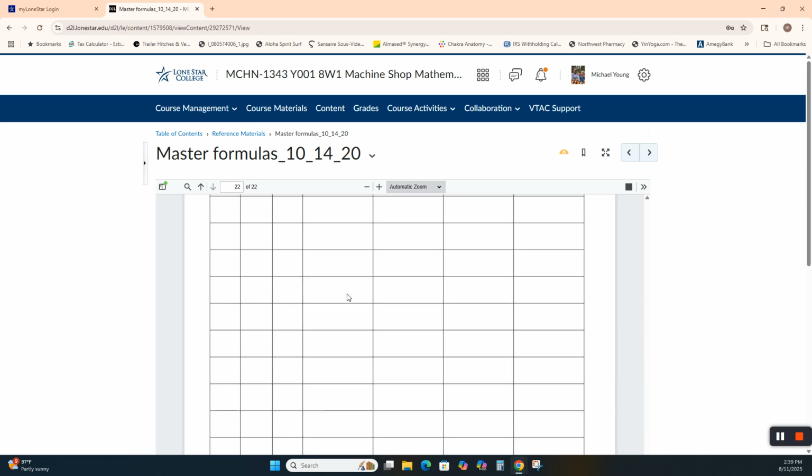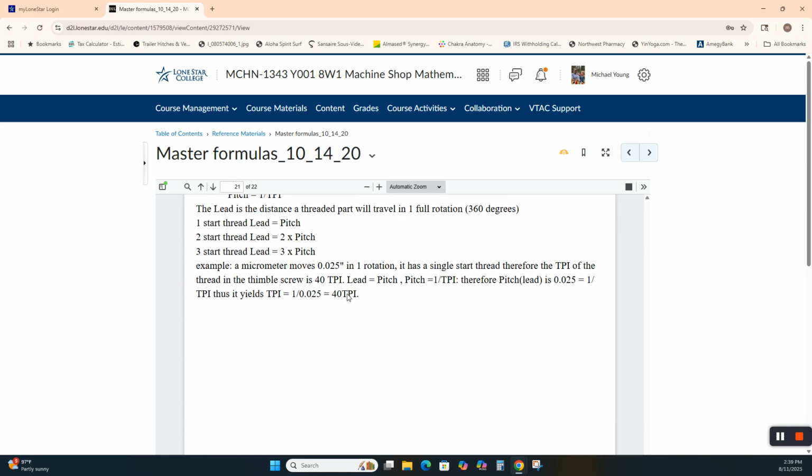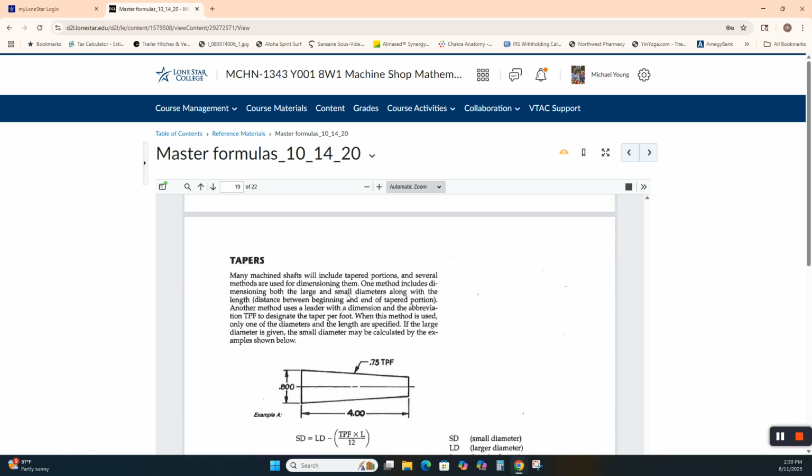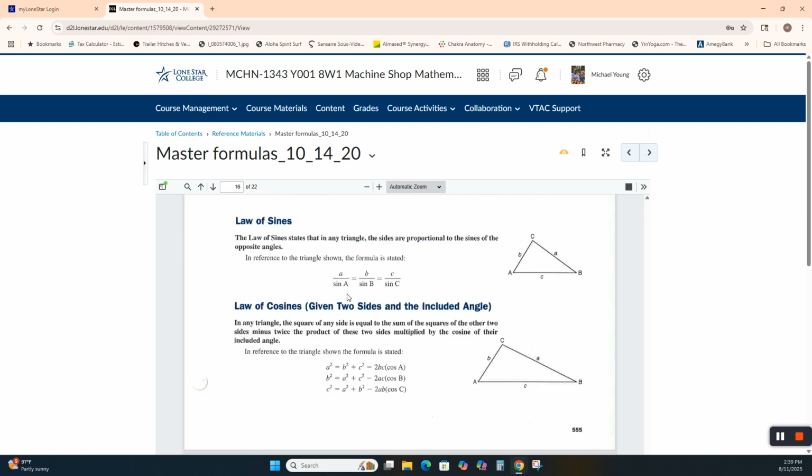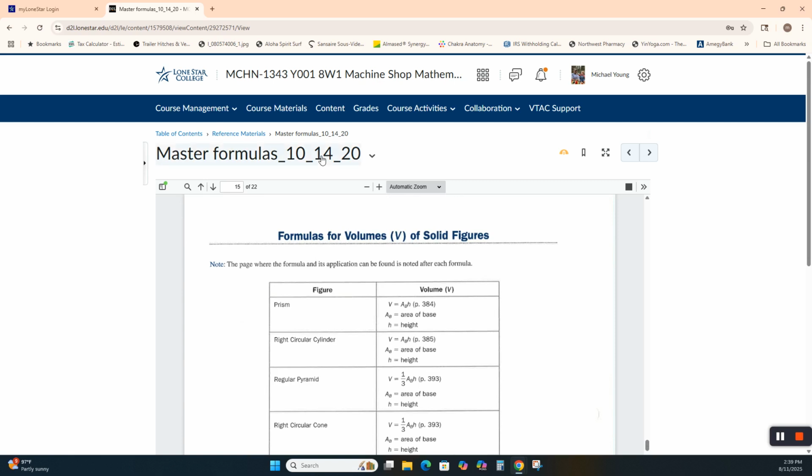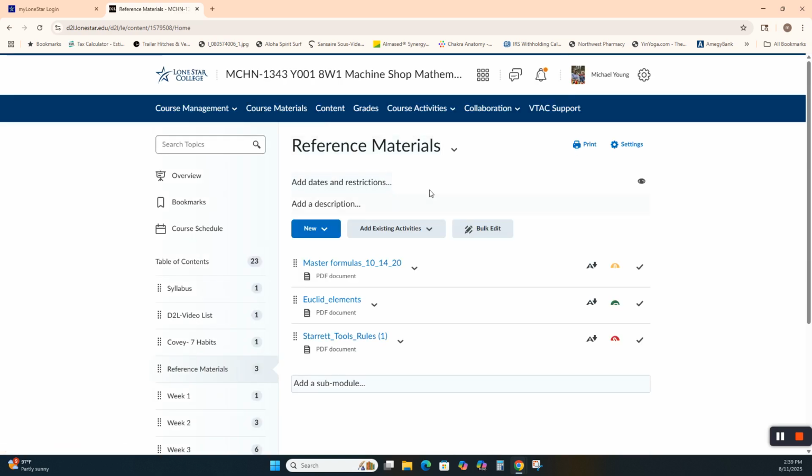So you can make plenty of copies of that, and that's your master formula sheet. So you now understand why I say that master formula sheet is extremely important to you. I would download that into a PDF and keep it close and dear to your heart on a thumb drive.